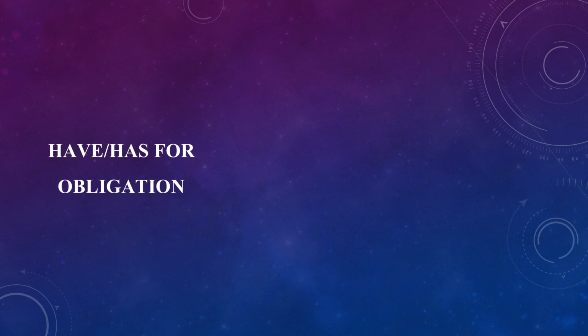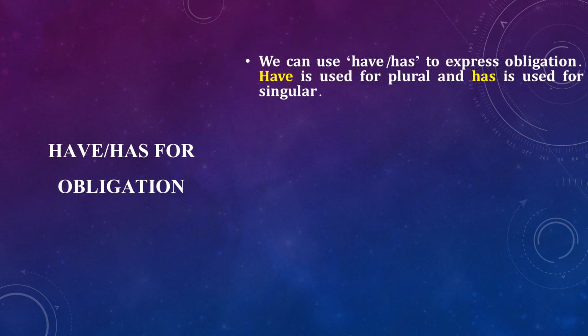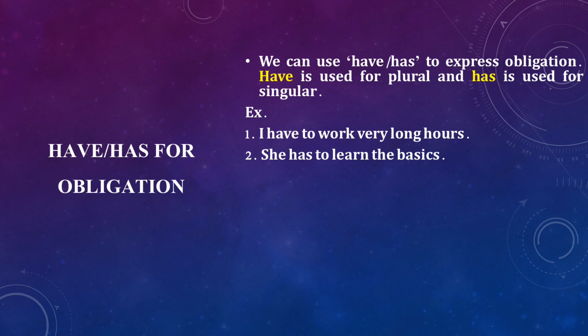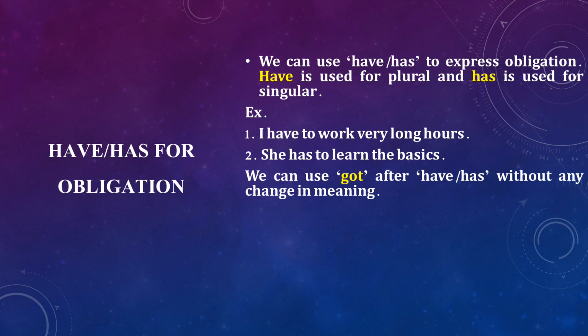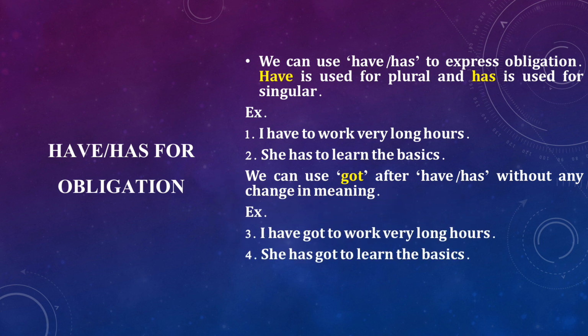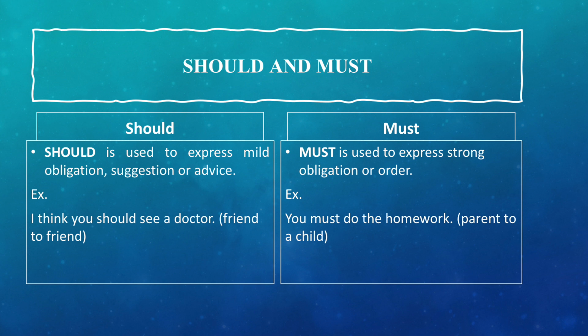Have and has for obligation. We can use have and has to express obligation. Have is used for plural and has is used for singular. Examples? I have to work very long hours, or she has to learn the basics. We can use got after the verbs have and has without any change in meaning. So the same sentences could be heard as I've got to work very long hours, or she has got to learn the basics.